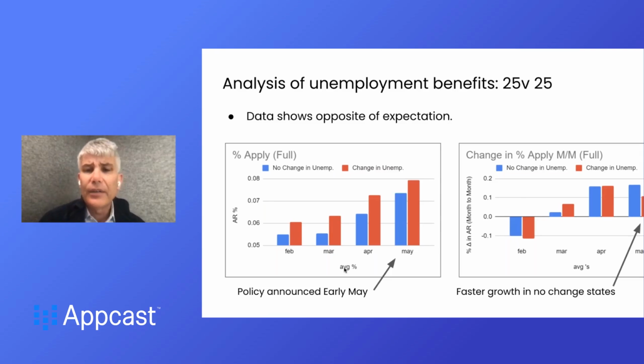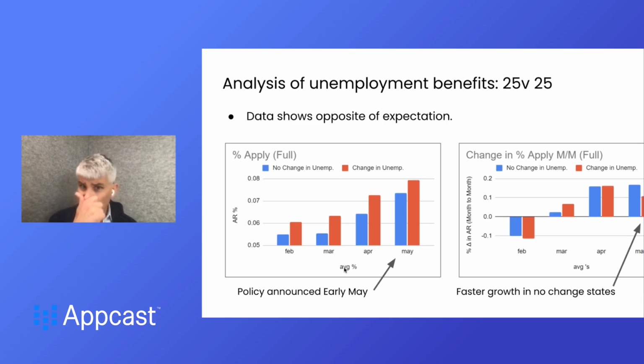Interestingly, there are 25 states that have announced or have already made the change that they are going to suspend the extended federal unemployment benefits, the $300 a week. And then there are 25 that have not. And so we said, well, why don't we compare application rates for both of those groups?